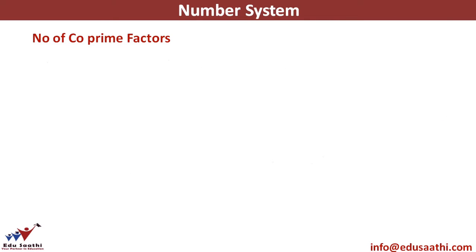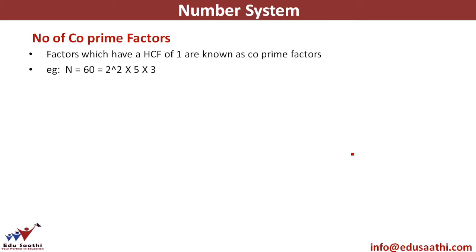Now, the next thing is number of co-prime factors. Factors which have an HCF of 1 are known as co-prime factors. Now, obviously, I am not looking at one factor. I am looking at a pair of factors or 3 or 4 factors at a time so that I can find their HCF. So, if the number that I give you is 60, which can be written as 2 square into 5 into 3, I can find out the number of factors which will be given by 2 plus 1 into 1 plus 1 into 1 plus 1, which is coming out to be 12.